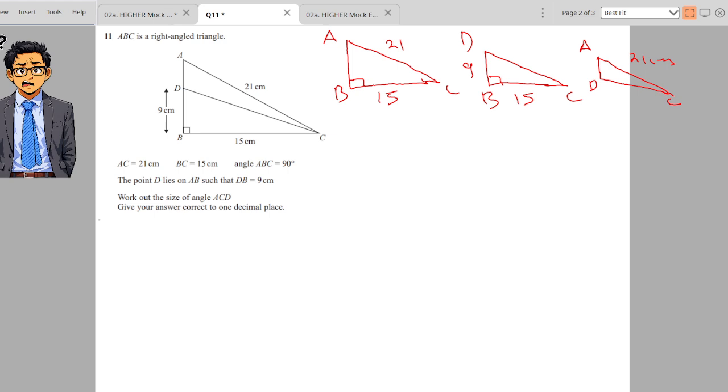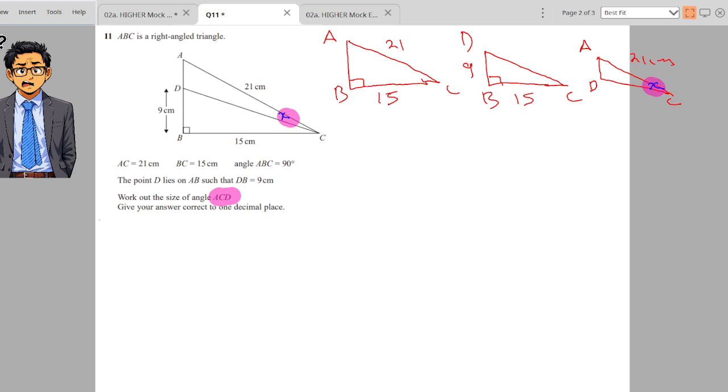Now, let's look at the question. What are they asking you? It says work out the size of angle ACD. That angle is this angle here, the angle ACD. I'm going to call it X. Let's use a different color pen. Call it X. That's the angle that we are trying to work out.